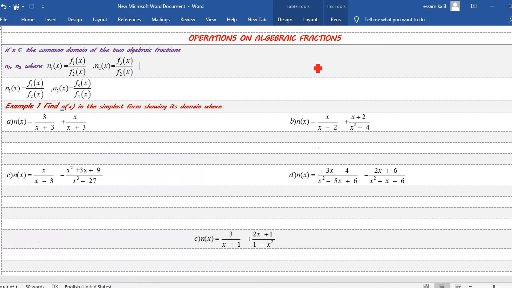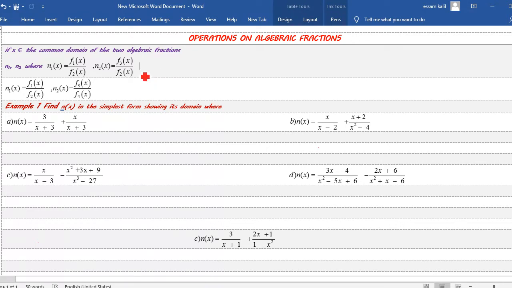The lesson of operations on algebraic fractions. If x belongs to the common domain of the two algebraic fractions n1 and n2, where n1 of x equals f1 of x over f2 of x, and n2 of x equals f3 of x over f2 of x. Find the sum and the difference between n1 of x and n2 of x.